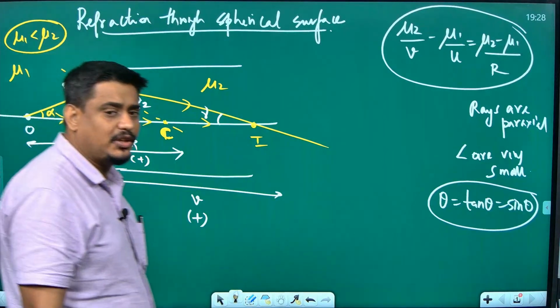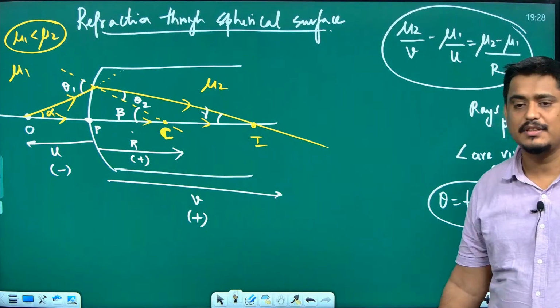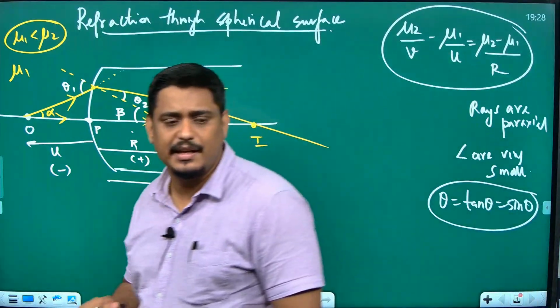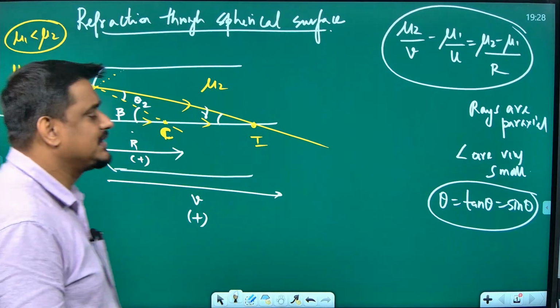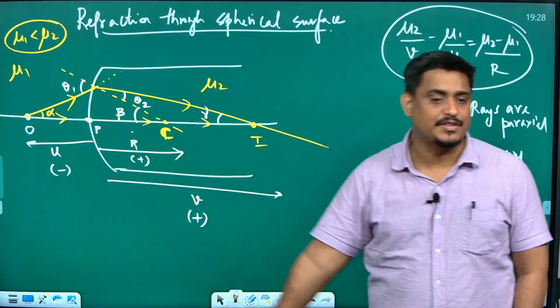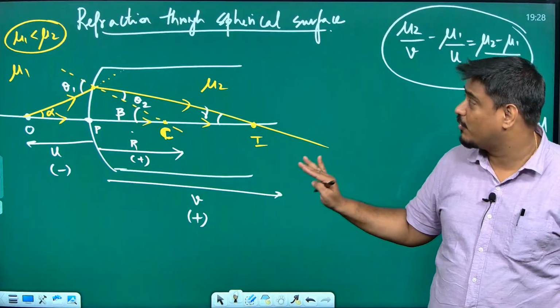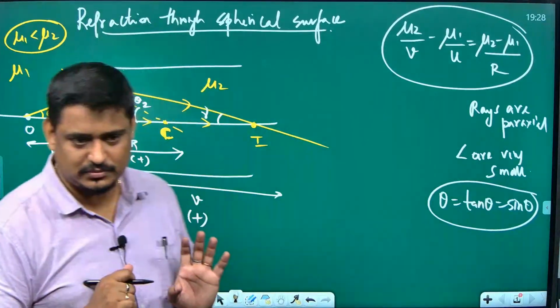Since the direction of the image and the direction of the center of curvature are in the same direction as the incident ray, we are taking both of them as positive, whereas the object distance is taken as negative because it is against the direction of the incident ray. Is everything clear to you? When everything is clear to you, only then can I start the derivation part of it. I am just talking about the diagram now.